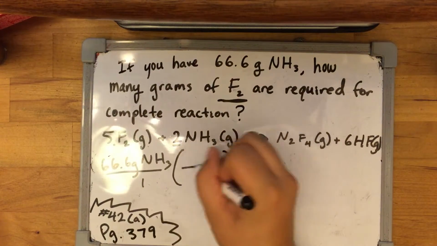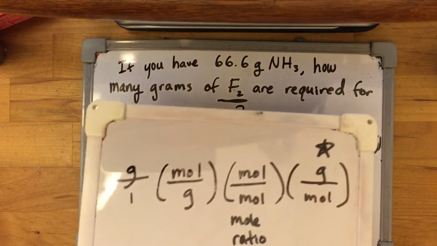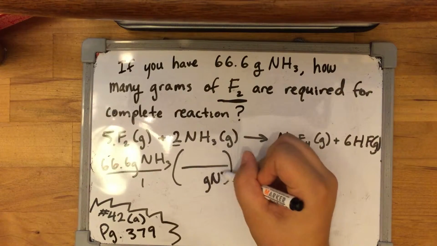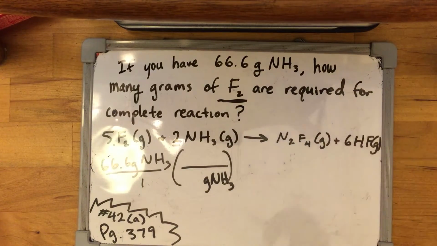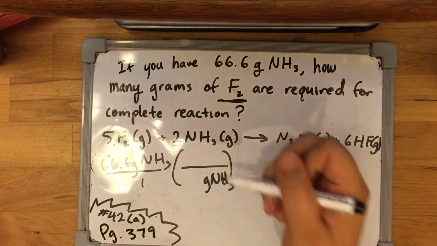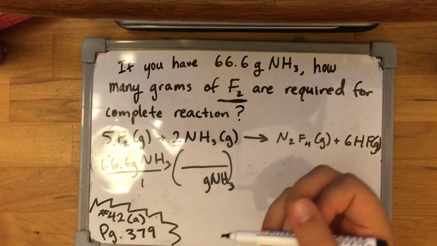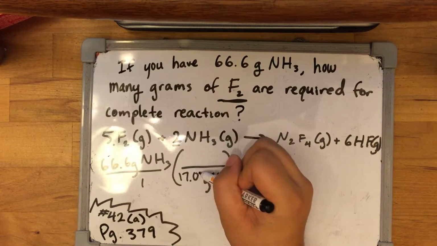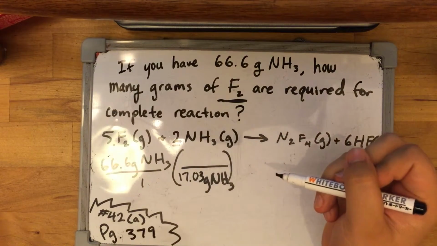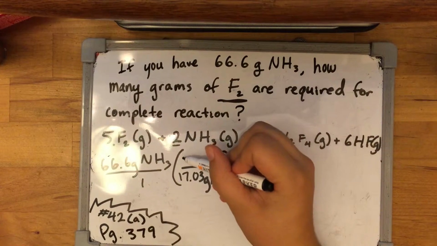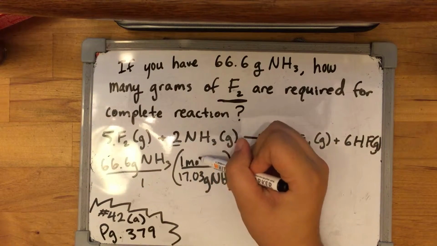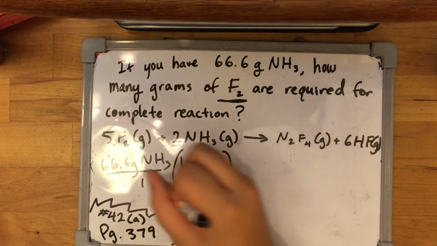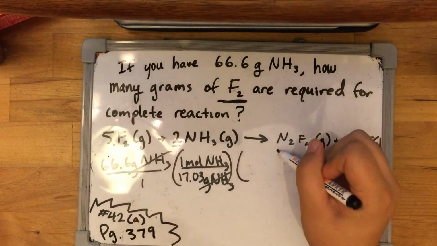We do the same thing while keeping this in mind. And we have to get grams of NH3 on the bottom, which, after we look on our periodic table, would be 17.03 grams. And now we want 1 mole of NH3 up here. That way these can cancel and this can cancel out with the mole ratio.